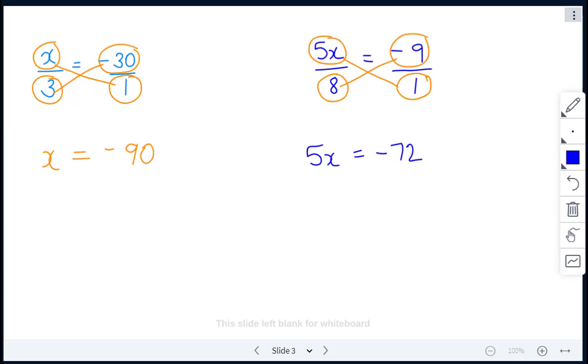So let's finish this off. So we had 5x. So the opposite of 5 times x, we have to divide. So we're dividing on both sides. So we're left with x is equal to negative 72 over 5. And you can put it into decimal. This one becomes negative 14.4. So in decimal, it's negative 14.4.